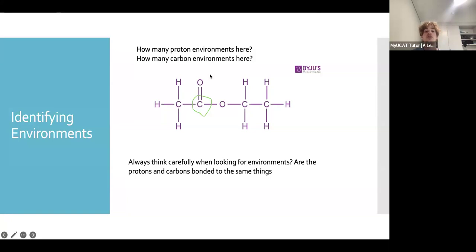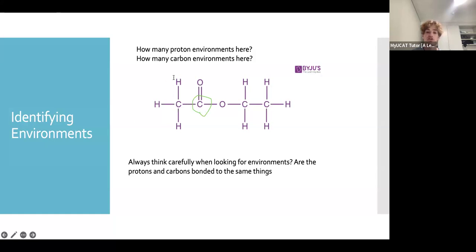What about a proton environment? Well, it's basically the same principle. So you've got hydrogens over here, and hydrogens over here. How many proton environments is that? Hopefully you get three. Okay. And the thing with the protons is that each carbon is bonded to multiple protons. So this hydrogen, this one, and this one are in the same environment basically, and that's just something to really emphasize. They're bonded to the same carbon. So that's how you can identify the proton environments.